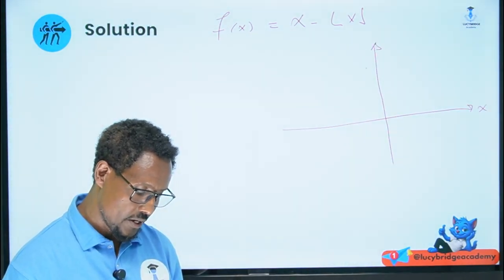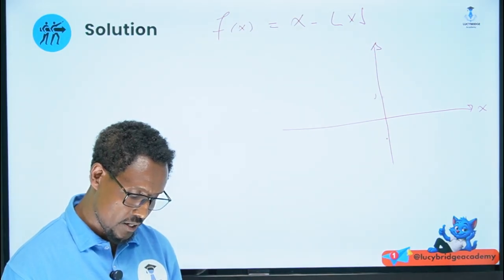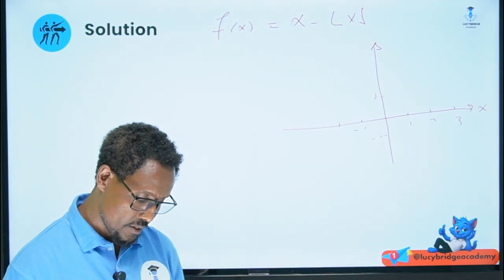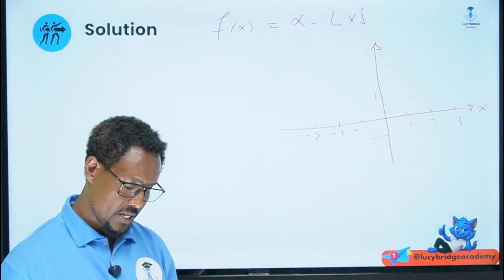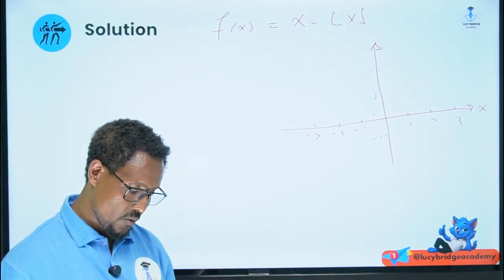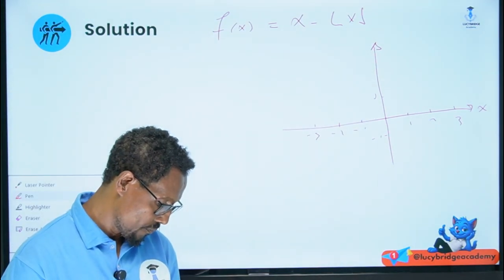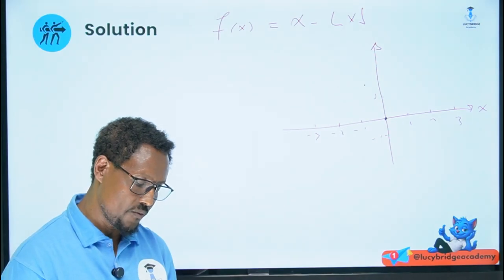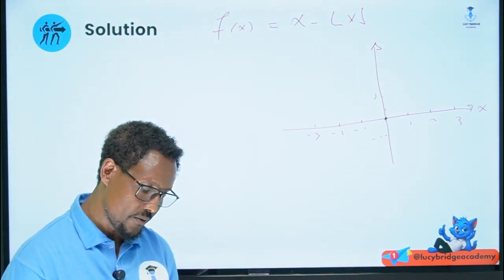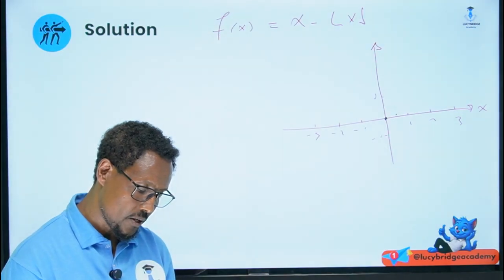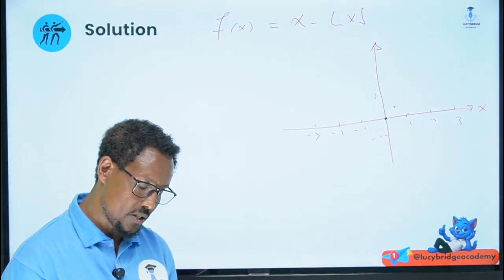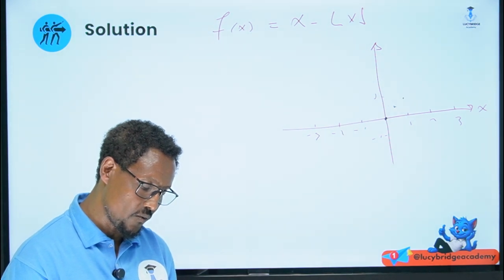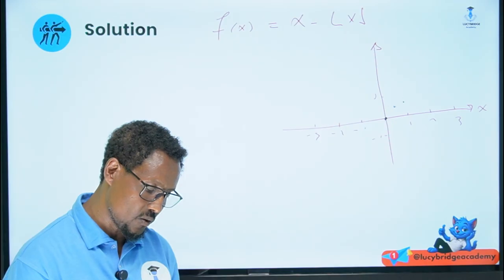Here x, here is y. 1 minus 1 is 0, then 1, 2, 3 continues, minus 1, minus 2, minus 3. So look, when x is 0, y is 0. When x is 1.5, the function is 1.5, somewhere here, this point. When x is 0.9, again the value of the function is 0.9. It looks like this one.